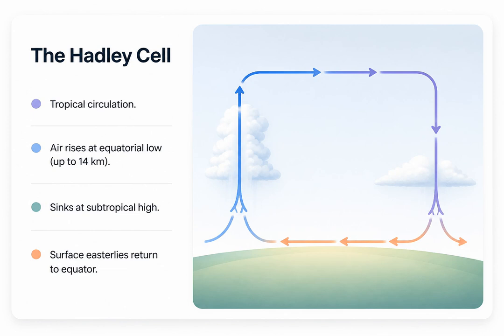It starts at the equatorial low-pressure belt, where convection currents force warm air to rise up to an altitude of about 14 kilometers. This air moves towards the poles in the upper atmosphere, accumulates, and sinks at about 30 degrees north and south, forming the subtropical high. At the surface, this air flows back towards the equator as the trade winds, or easterlies, completing the loop.